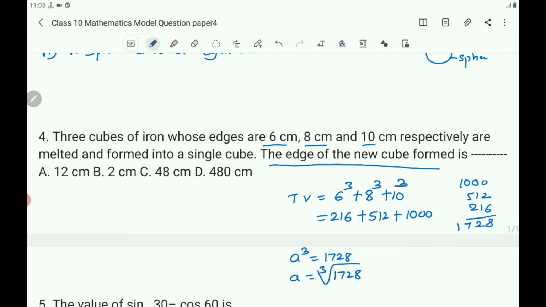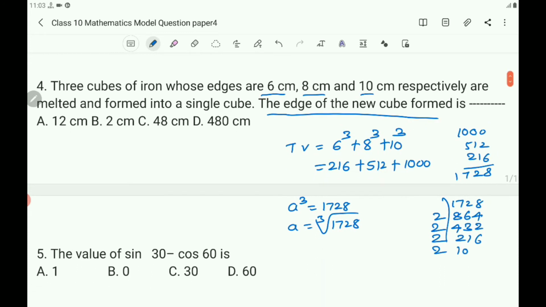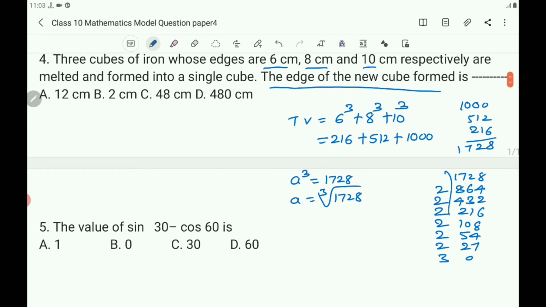So what is the cube root of 1728? That you will get by prime factorization: 2, 864, 2, 432, 2, 216, 2, 108, 2, 54, 2, 27, then 3, 9, 3, 3, 3, 1. So we will get 2 2 2 and 3 3 3. That gives you 2 into 2 into 3. So you will get 12.